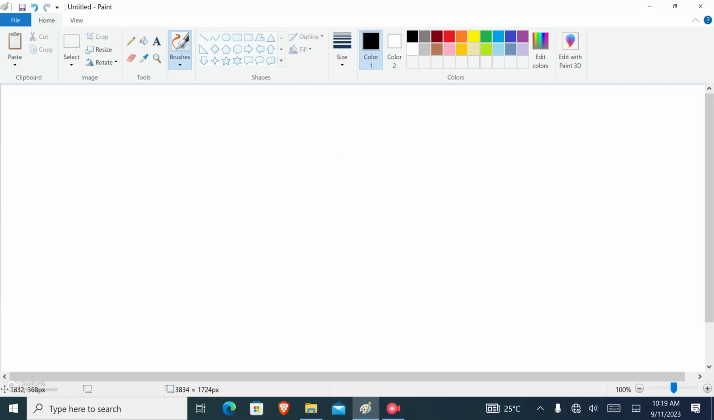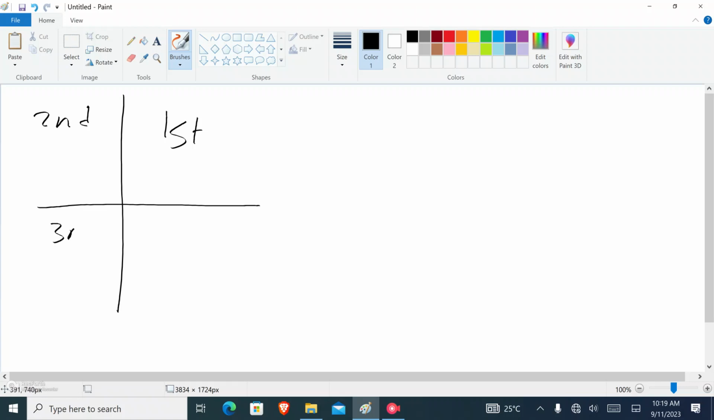Now I will draw the Cartesian plane with quadrants. First quadrant, second quadrant, third quadrant, and the fourth quadrant. Now, if you still remember, we use 180 and 360, and also we're going to use 270 and 90.